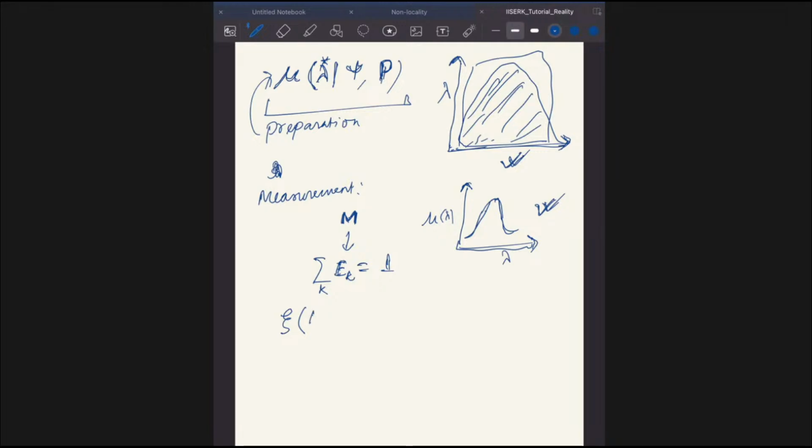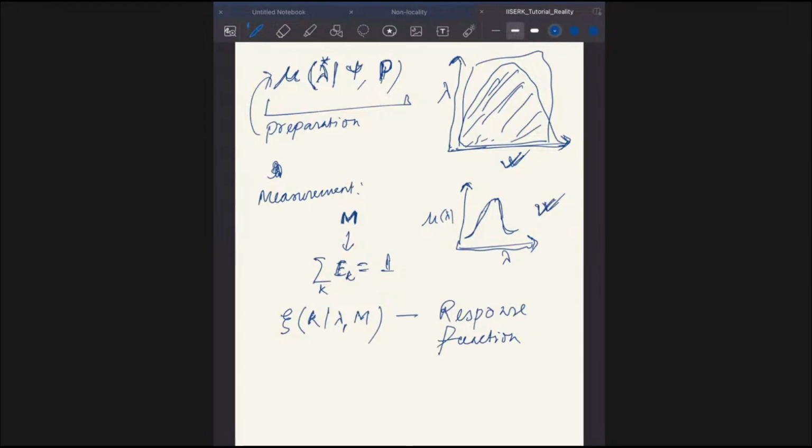Let us here write k given lambda, M, right? So the effect should be like this. So this measurement has been done, this preparation was there. What is the probability that I get the kth outcome? This is given by this response function. This is called the response function in the ontological model. Is it clear?